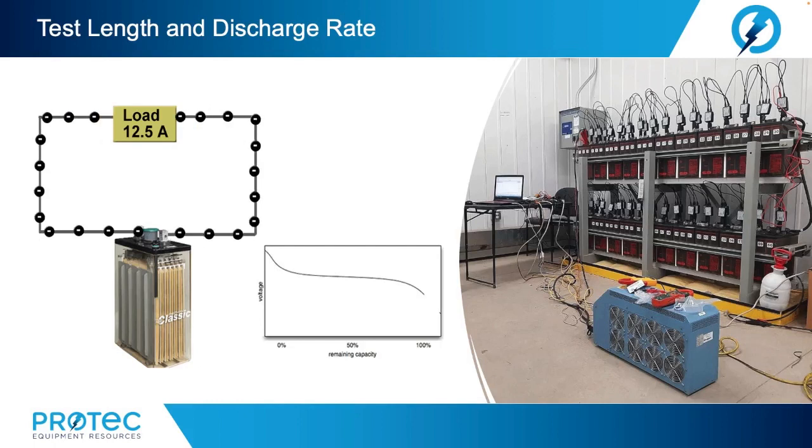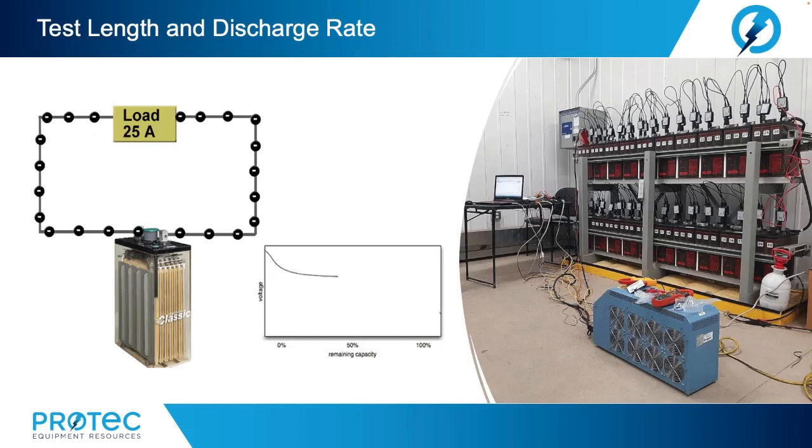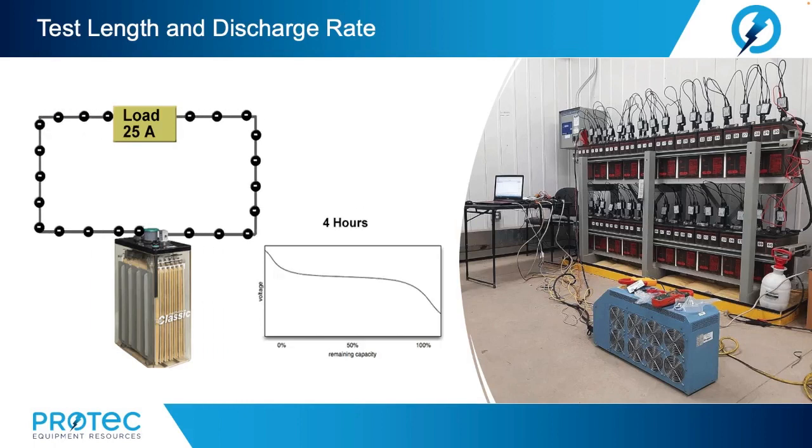Now, test length and discharge rate. The discharge rate for a capacity test should be a constant current or constant power load based on the manufacturer's rating of the battery for the selected test length. As we discussed earlier in this webinar, batteries are rated in ampere hours. For substation batteries, a typical rating is 8 hours. Therefore, if we're to discharge at 12.5 amps over 8 hours, that would equal a capacity of 100 ampere hours.